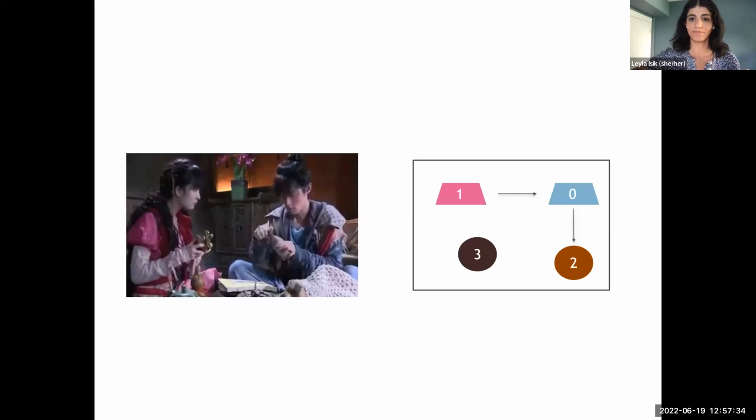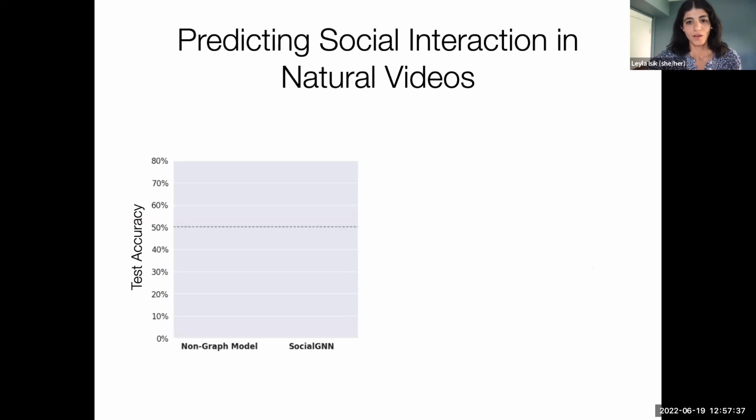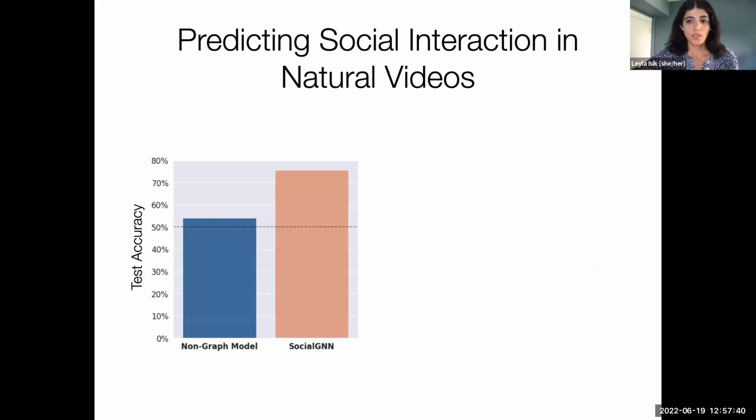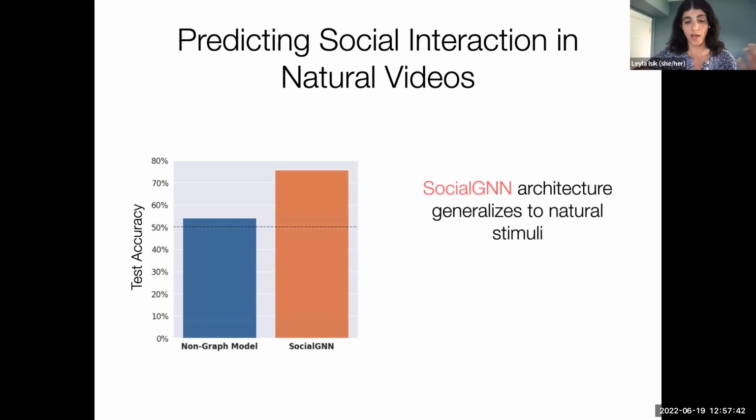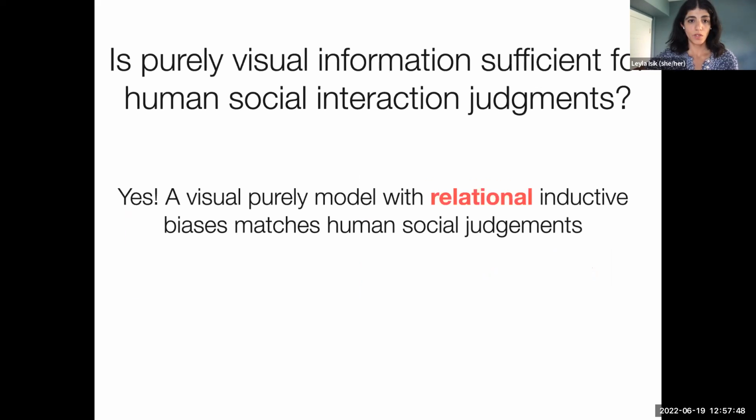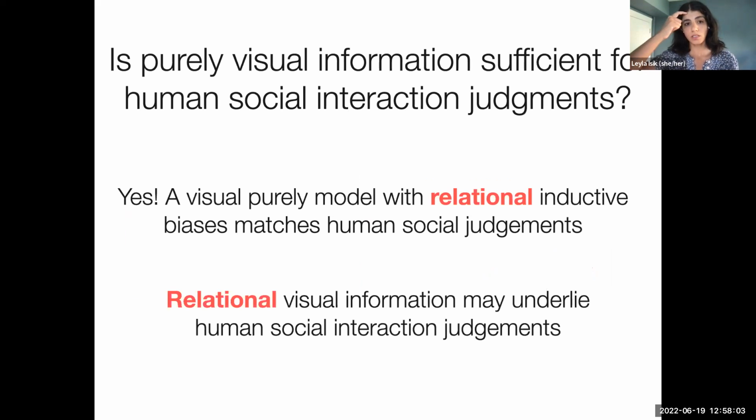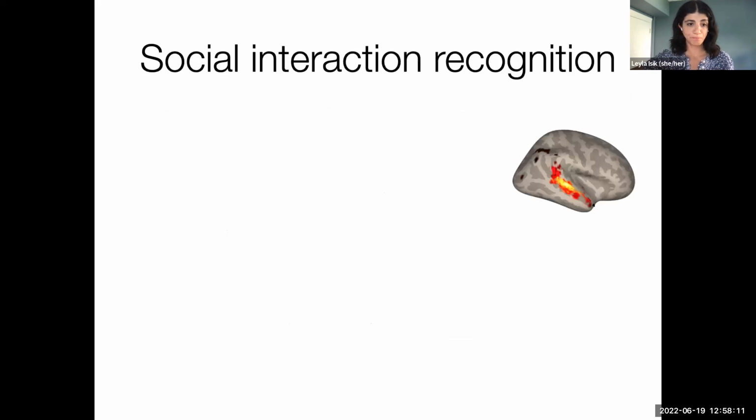Real world scenes. And we find that even in natural videos, the same GNN architecture can generalize to match human judgments much better than the non-graph model. So it seems like, contrary to what's been found previously, as long as you add the right inductive biases, which I think in the case of social interactions is the fact that they are inherently relational, you can match social judgments with purely visual models. And I think this really suggests that relational information may underlie our abilities to recognize social interactions.